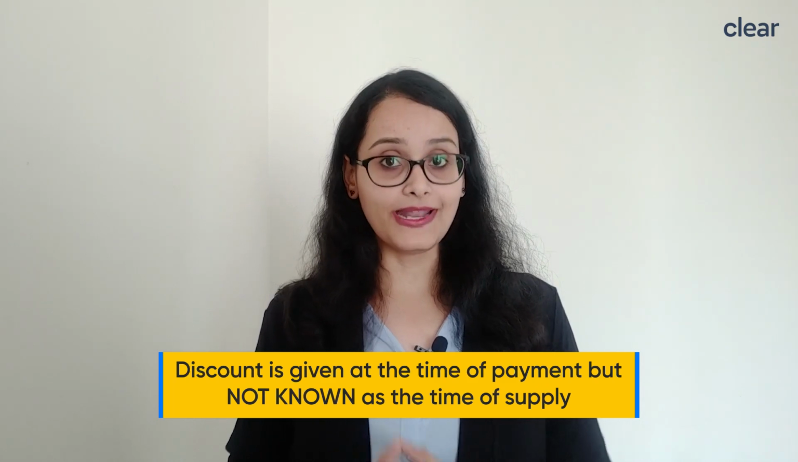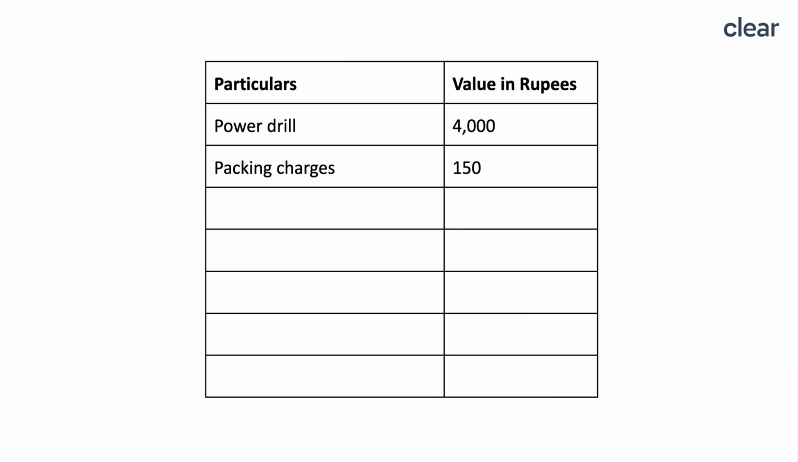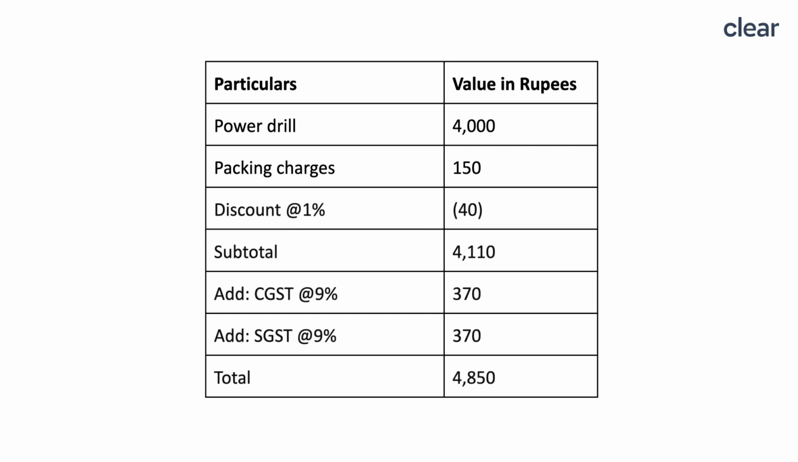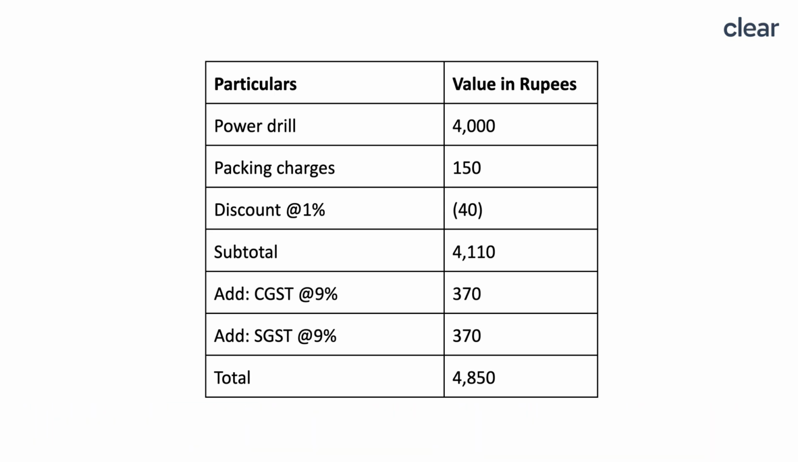Now let's take a look into the treatment of secondary or post-sale discounts under GST. I will explain this with another example where the discount is given at the time of payment but not known at the time of supply. XYZ is a wholesaler who sells a power drill to trader Mr. A for Rs 4,000. XYZ offers a 1% discount. However, post-supply, XYZ is facing liquidity problem and requests its customer Mr. A to pay within 2 days. It offers additional 1% discount on power drill for early payment. Mr. A agrees and pays.